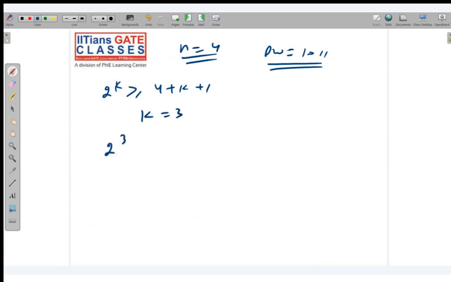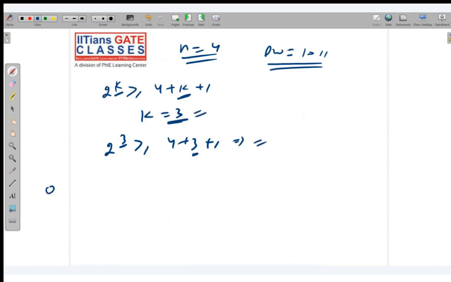Why? Because 2 power 3 is greater than or equal to 4 plus 3 plus 1. The k on both sides must be the same, so we put 3 and 3, so the equation is matching. Done. k will be equal to 3. So we have answered the first question: the number of parity bits added should be 3.